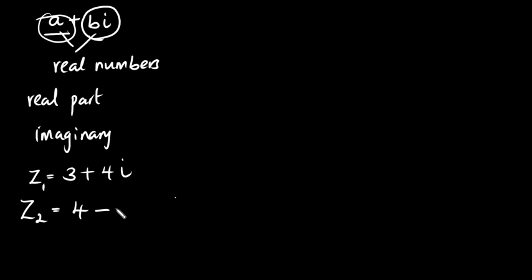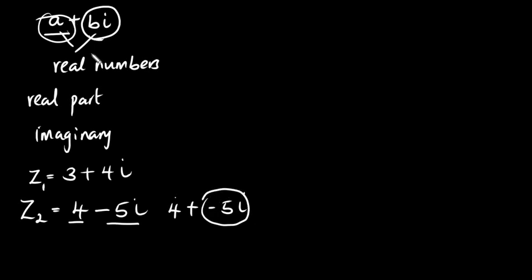Look at this other example of a complex number. 4 minus 5i. So the real part is 4, and then the imaginary part is negative 5i. So we can write this as 4 plus negative 5i. Okay, so the imaginary part is negative 5i.